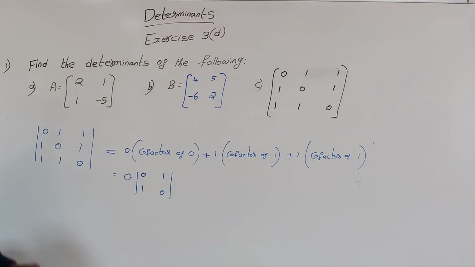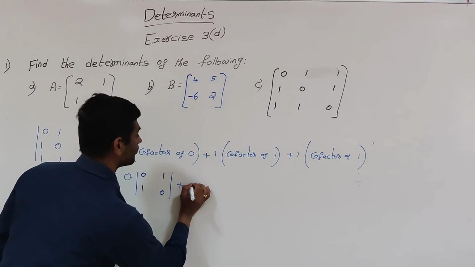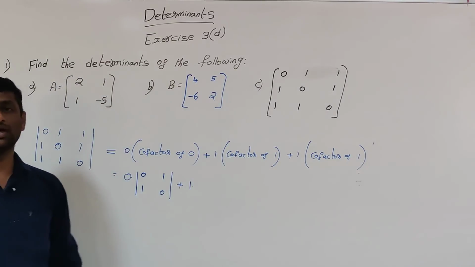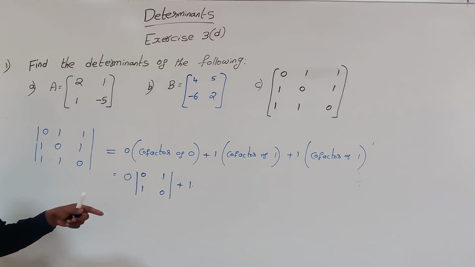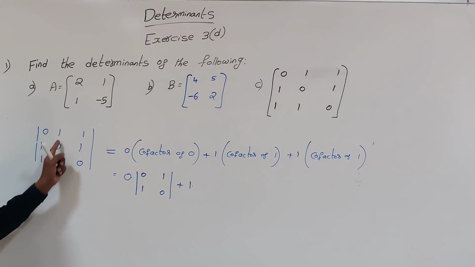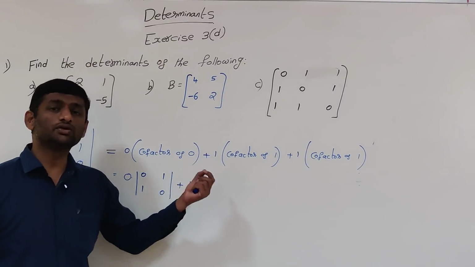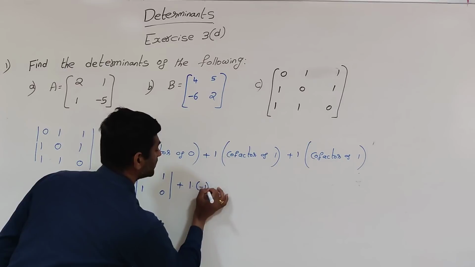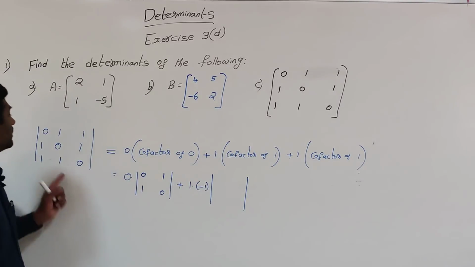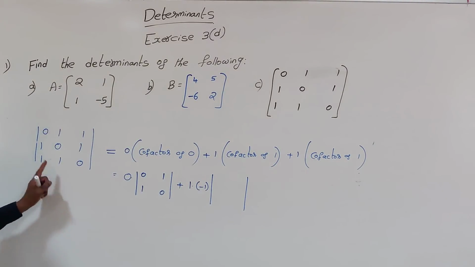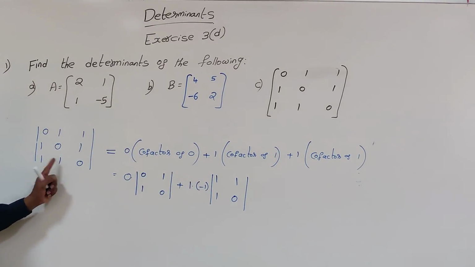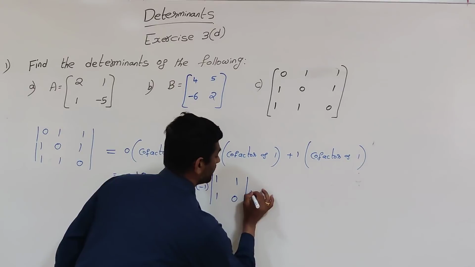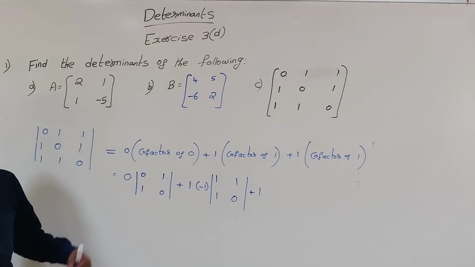Plus 1 into the cofactor of 1. It is the product of minus 1 whole to the power of 1 plus 2. Why is it 1 plus 2? It is located in the first row and second column. So that gives a negative sign. So minus 1 into the determinant after hiding the first row and second column, the elements will be 1, 1, 1, 0. Next, plus 1 into the cofactor of 1.